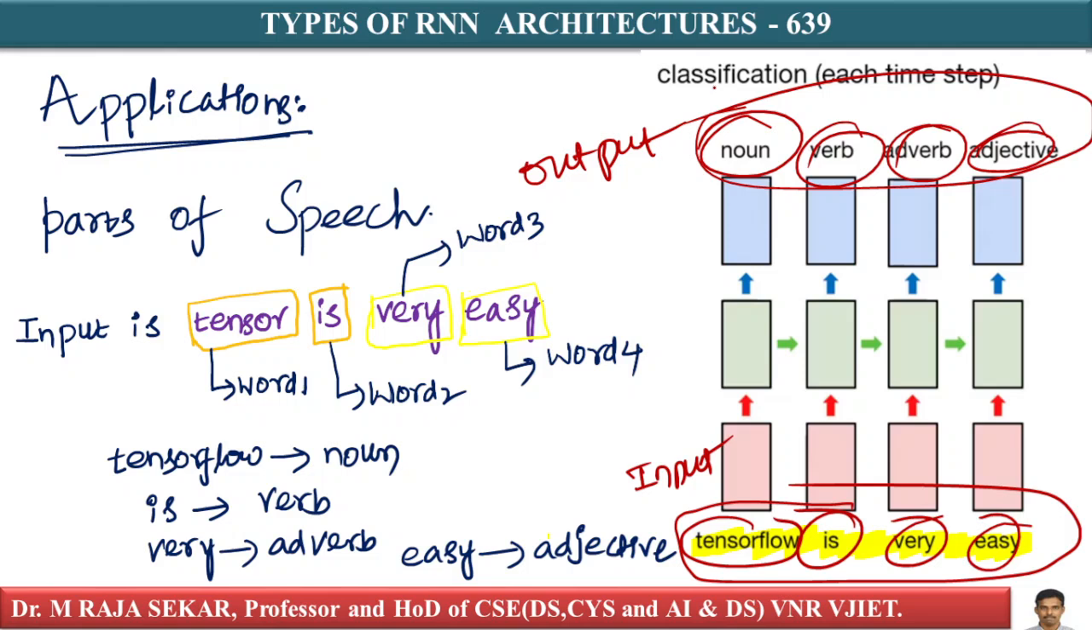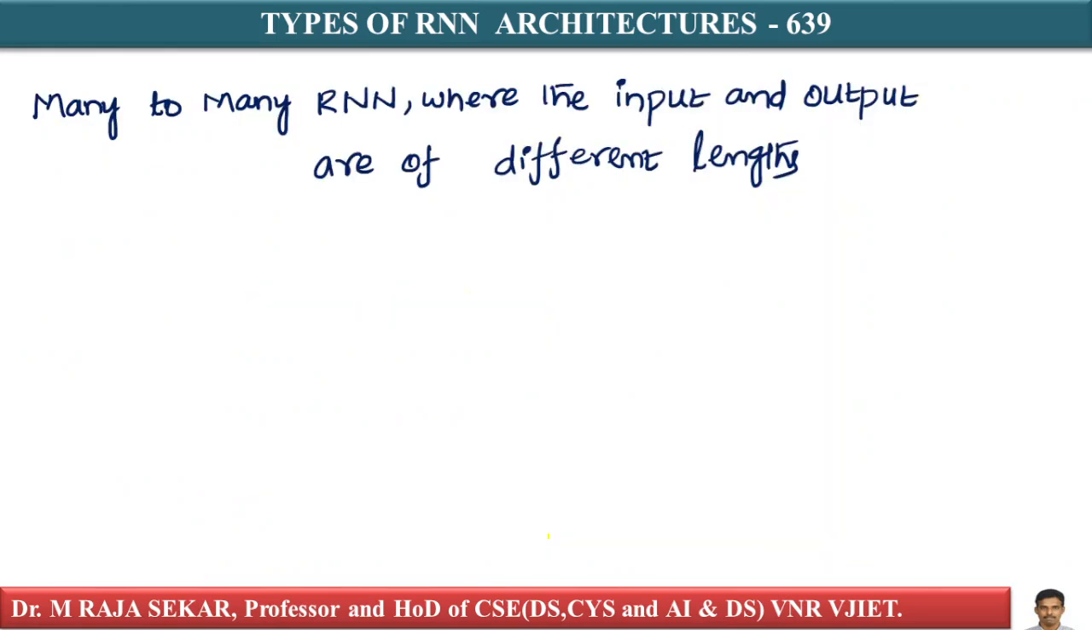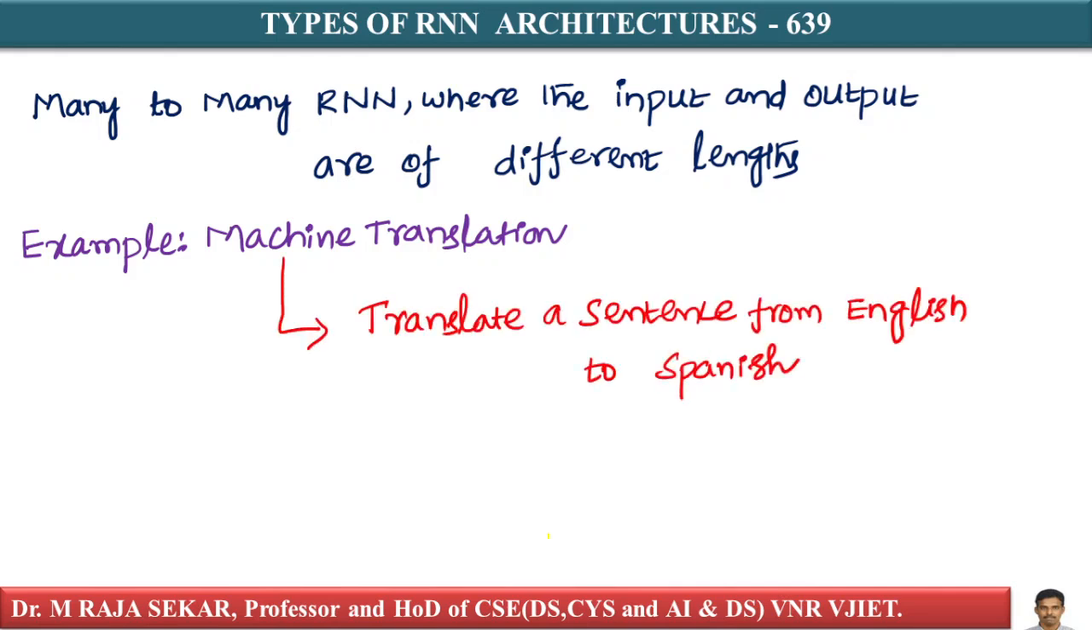There is a different type of many-to-many architecture. You can have many-to-many RNN, where the input and output are of different lengths. Let's take an example for this. A very good example is machine translation, isn't it? Where the task is to translate a sentence from English, let's say, to Spanish.